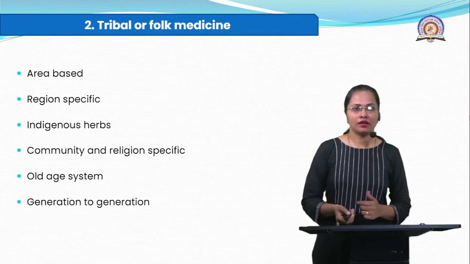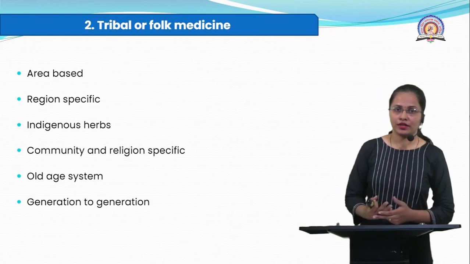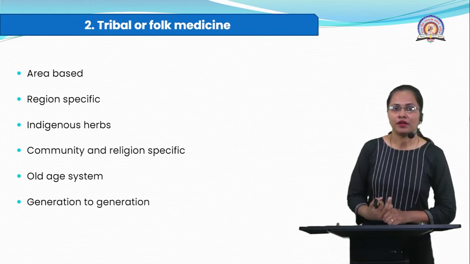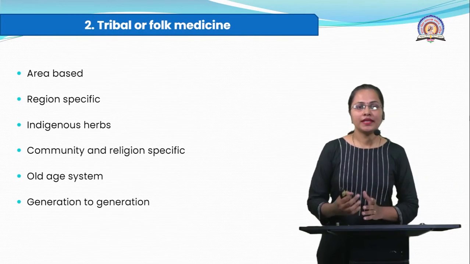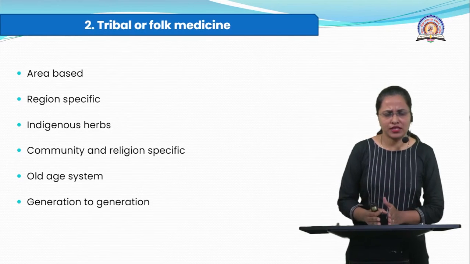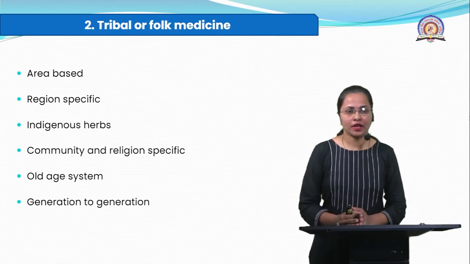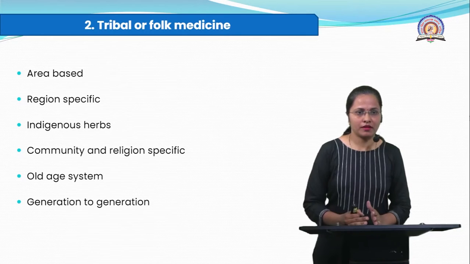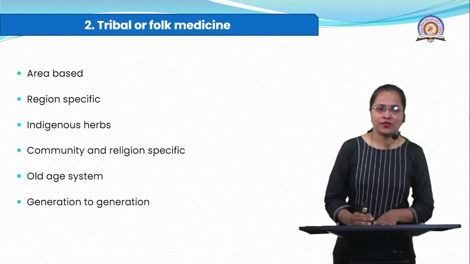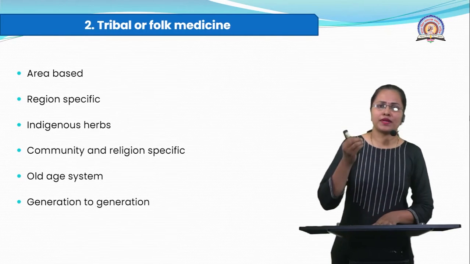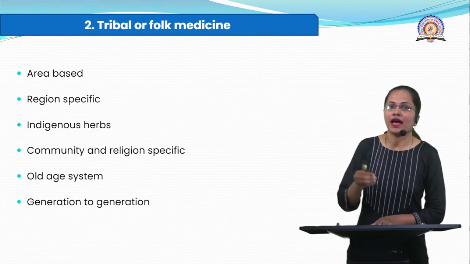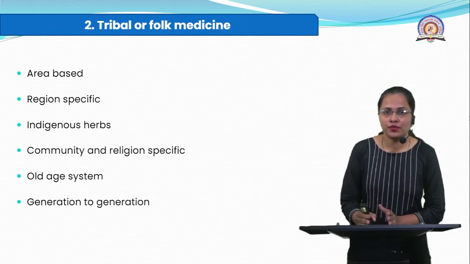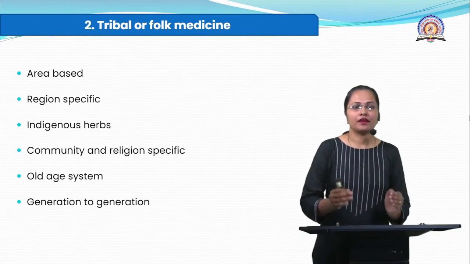Now, when we talk about the sources of Indian ethnobotanical knowledge, the second most important source of knowledge is tribal or folk medicine. This system of medicine depends specifically upon the area. This system changes from area to area. It is region specific, religion specific, and very specific to a community, as well as the herbs and plants which are present around the people. Therefore, this system mainly consists of the indigenous herbs which are present around them.